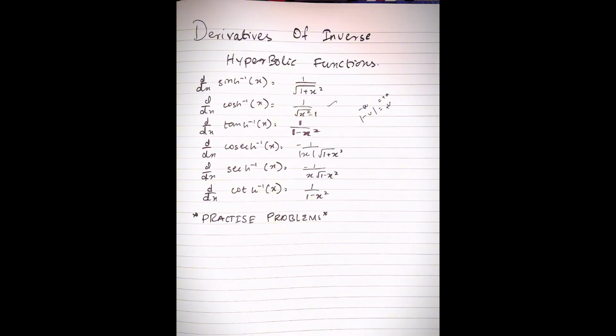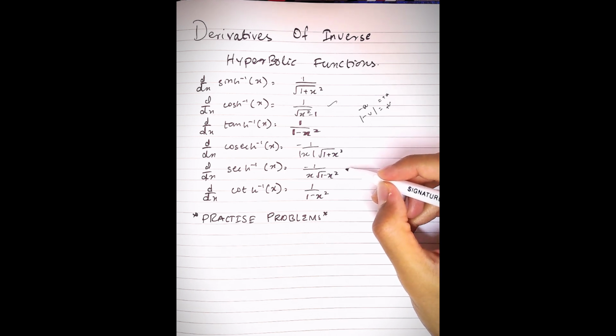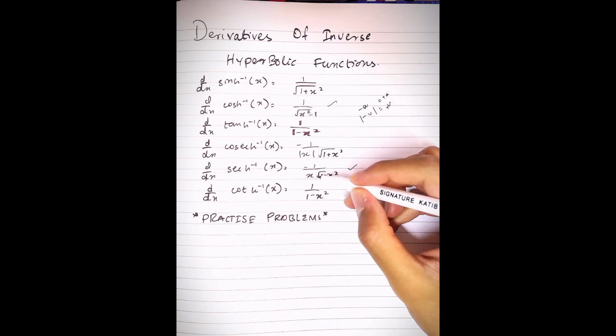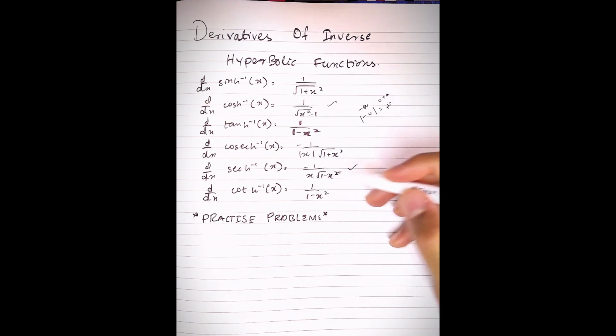And then the derivative of sech inverse x is negative 1 divided by x times the square root of 1 minus x squared, and the derivative of coth inverse x is the same as that of tanh inverse x.